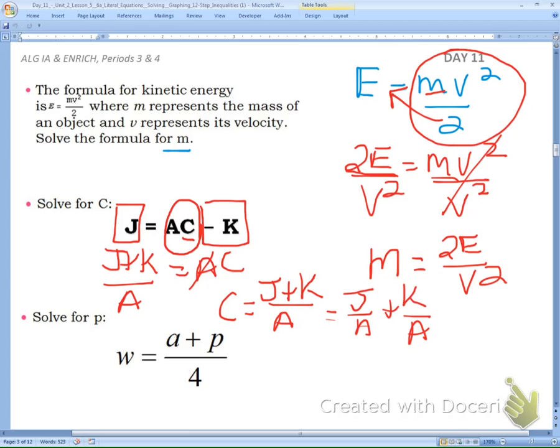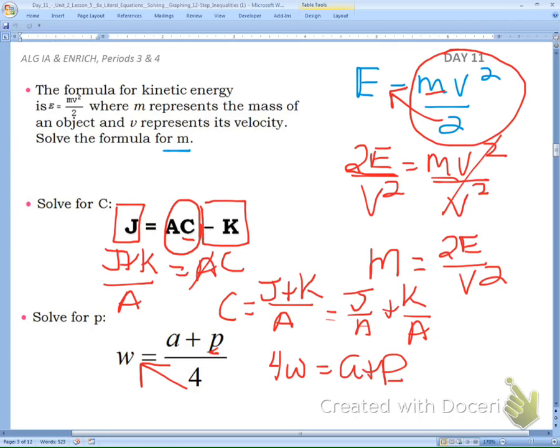I'm going to have to erase some and move some up to have enough room. Well, maybe not. Let's try it. The next example, solve for p. There's our very important variable, but I see this complex fraction, so I need to get rid of the complex fraction by taking the cross multiplication. 4 times the w, so 4w is equal to a plus p.